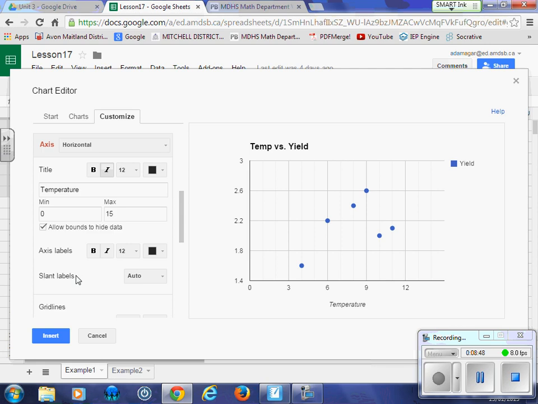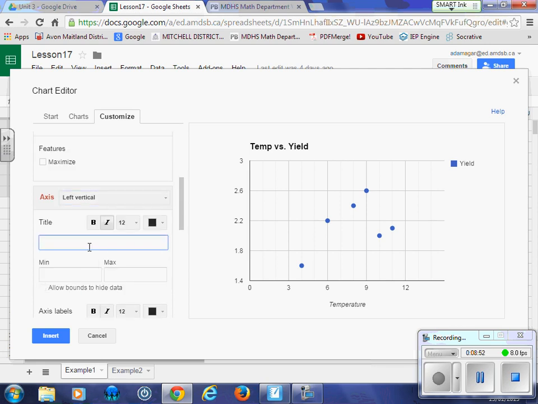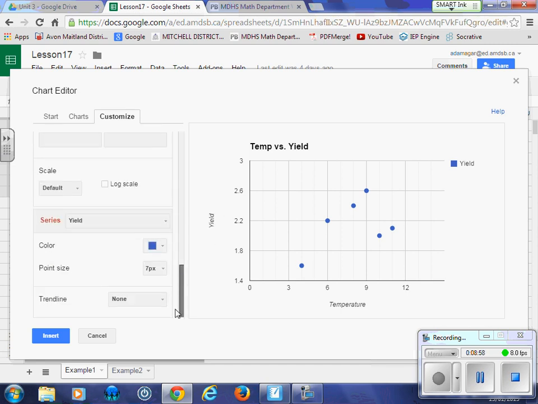Oh, if you go up, sorry, axis, see how you can pull down and we can go the vertical? I put a title on there. All right, so there's the yield. So you put everything on there. The important thing is scrolling right down to the bottom and looking at trend line. And we're going to go linear at this point.